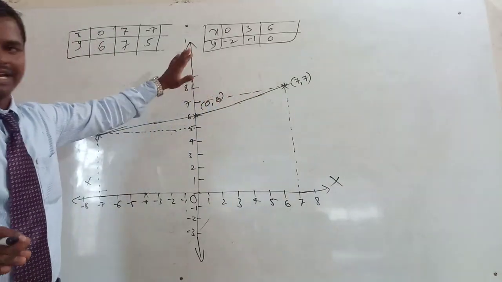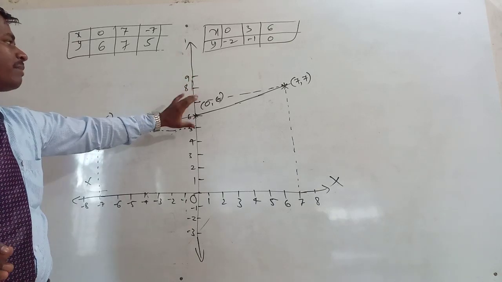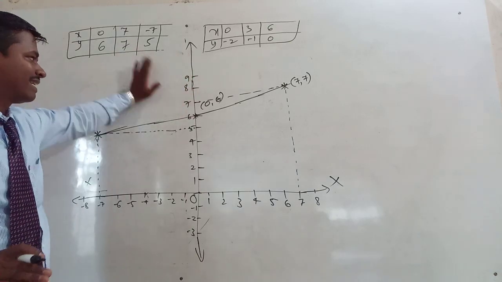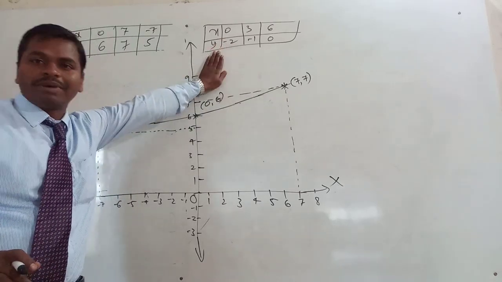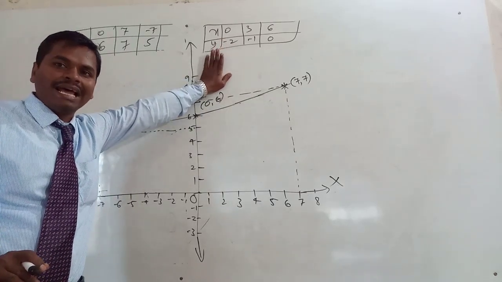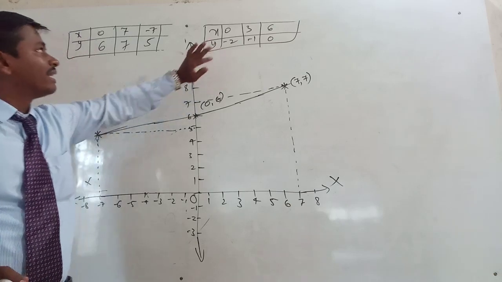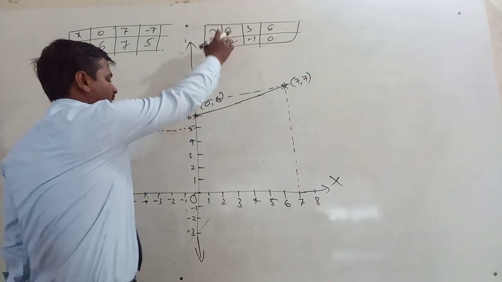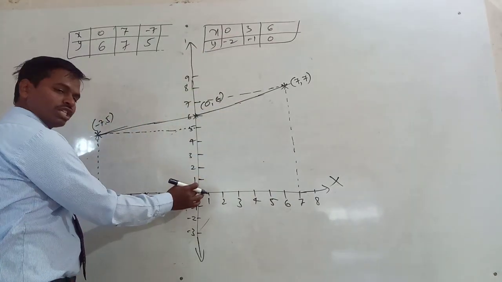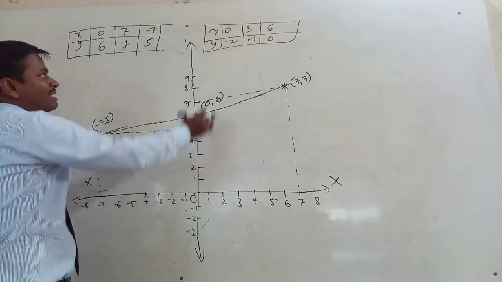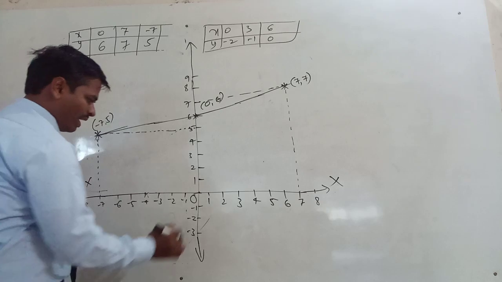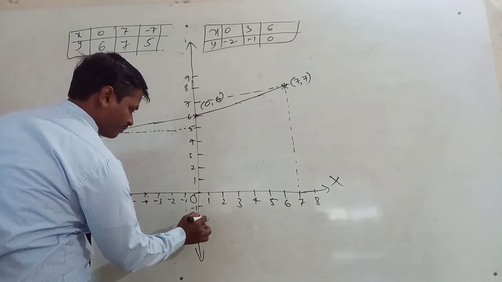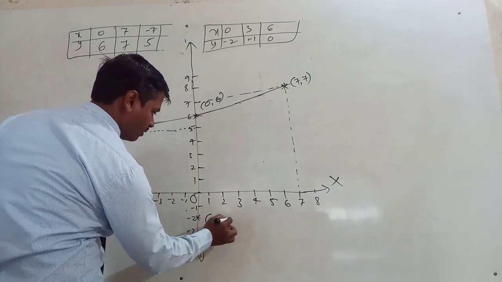This is the first line. Graphical representation of the first equation, that is this straight line. Now we'll go to the second equation, second graph, second line. Here x is 0, y is minus 2. X is 0 means it is on the y-axis only. Y is equal to minus 2 means it is here. Okay, 0, minus 2.